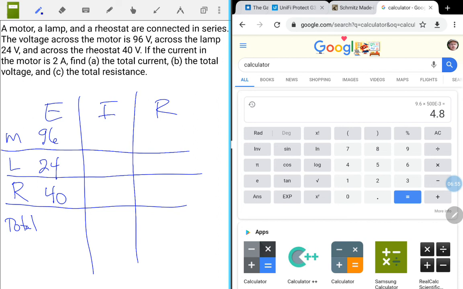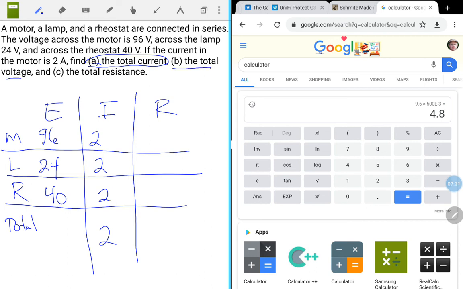And we want to find the total current, the total voltage, and the total resistance. Of course, we know that the motor current is 2, which means that all these others are 2 as well, because there can only be one current in a series circuit. Okay, so we've got the total current, answer A, already figured out. Right there it is. Answer B, the total voltage.